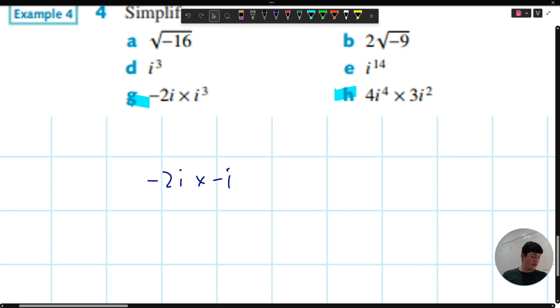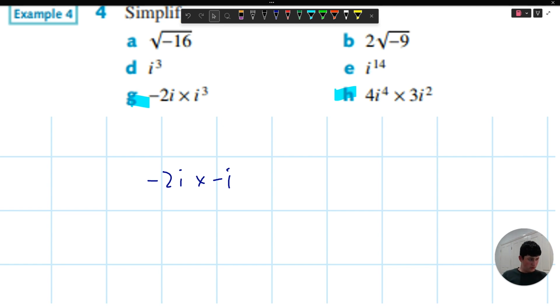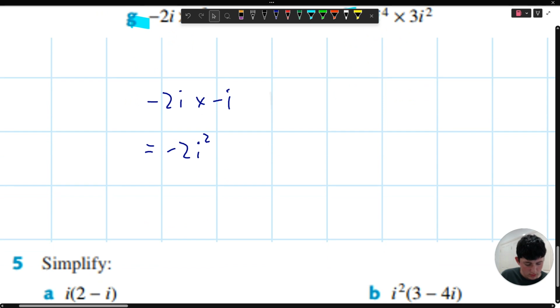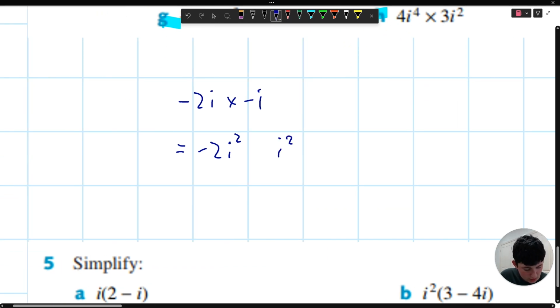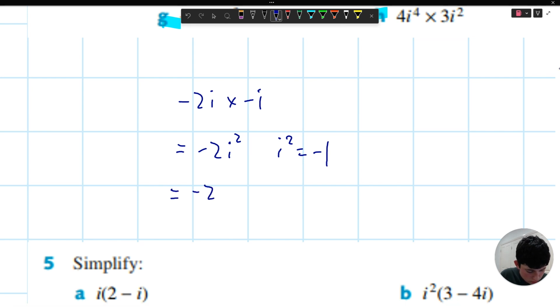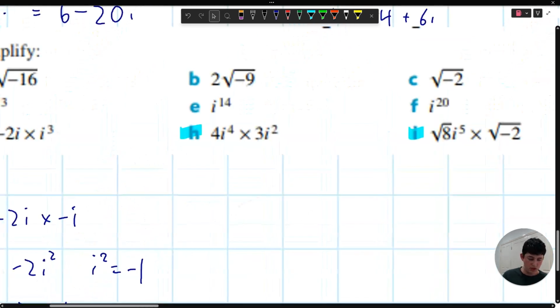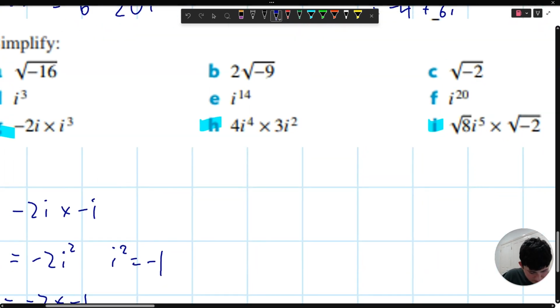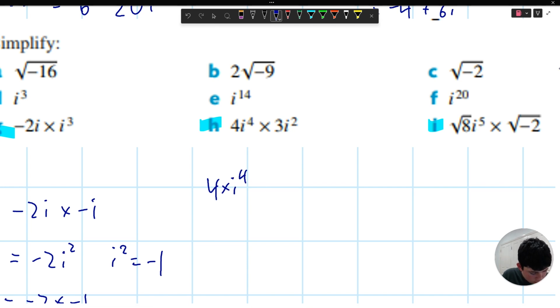Have I just had a mind blank? Have I just forgotten? Oh no, we're good. Equals negative 2i squared. But if you remember, i squared is equal to negative 1. Therefore, negative 2 multiplied by negative 1 equals 2. That's what we got. Now h, 4 times i to the power of 4 times 3 i to the power of 2.